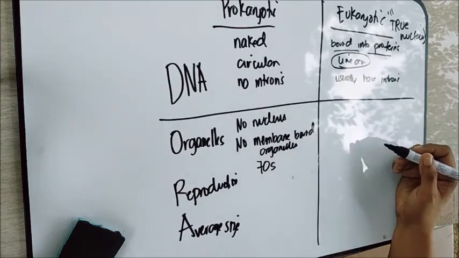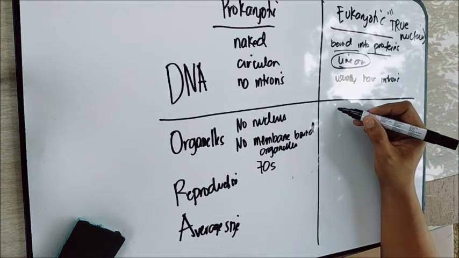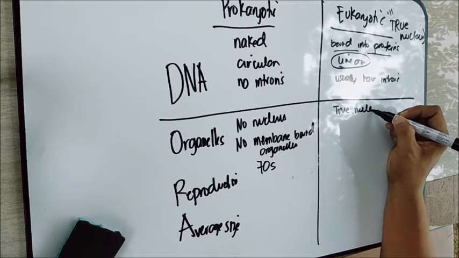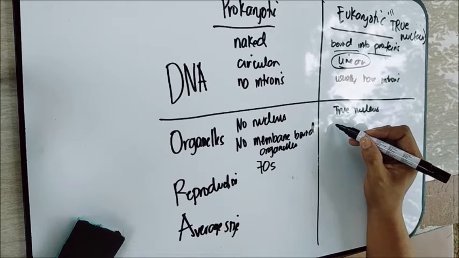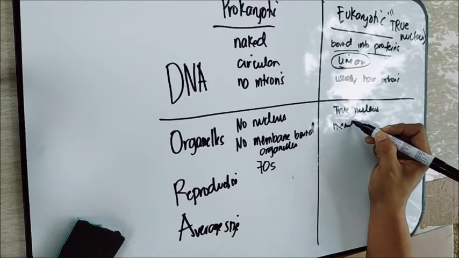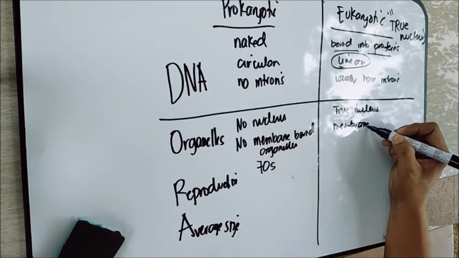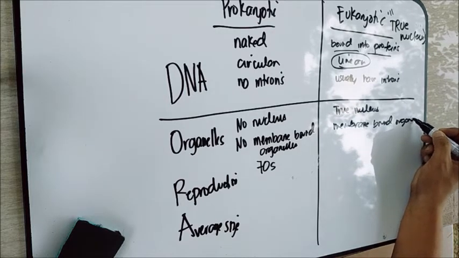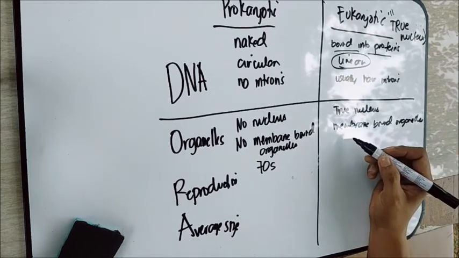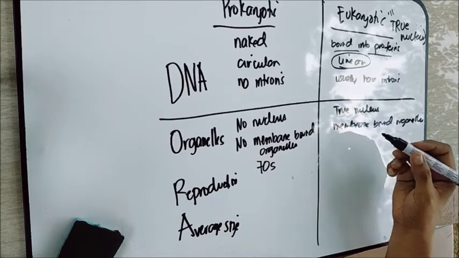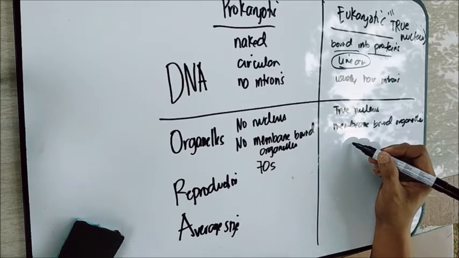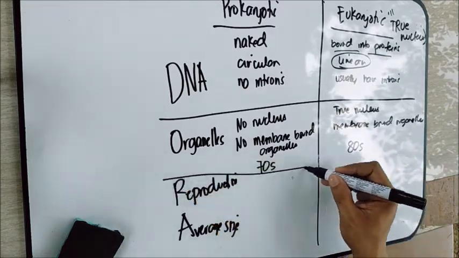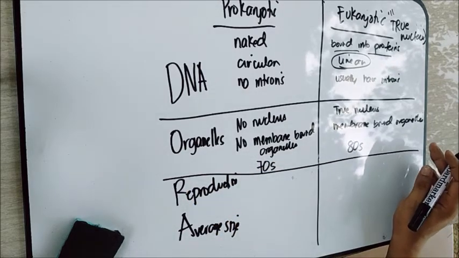Now for the eukaryotic cell here, there is a true nucleus, yes. There are also membrane-bound organelles. What else? If we look into the size of the ribosomes, it is larger compared to the prokaryotic cell. And that's for the presence of organelles.